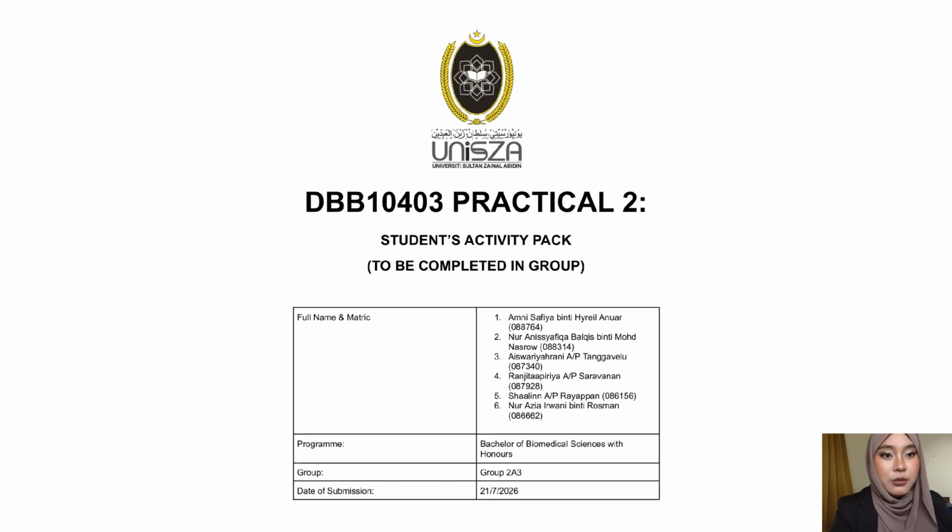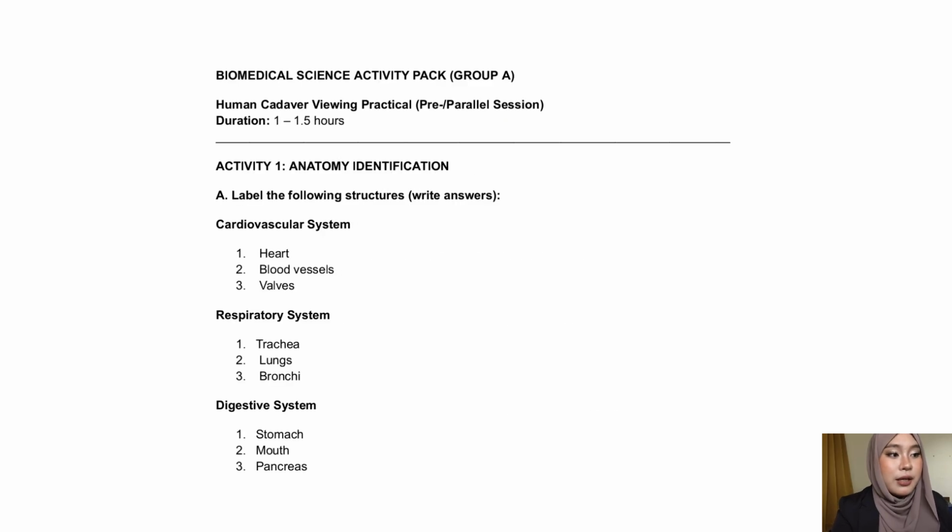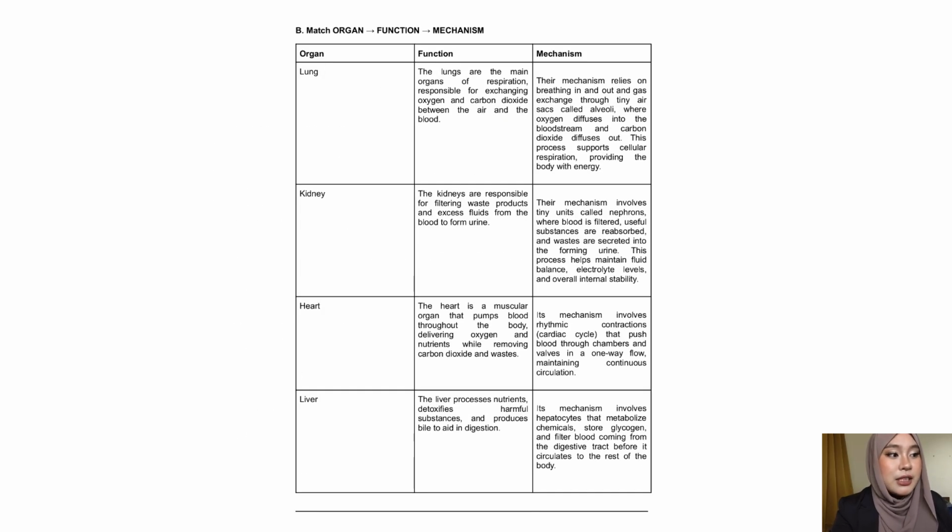So for the next practical, we did this at the dissection lab at the medical campus. Practical 2, in this student activity pack, we learned that the respiratory system facilitates gas exchange at the alveoli, where oxygen diffuses into the blood and carbon dioxide is exhaled. This mechanism relies on the diaphragm contracting and moving downward during inhalation to increase chest volume and decrease internal pressure, allowing air to flow in.